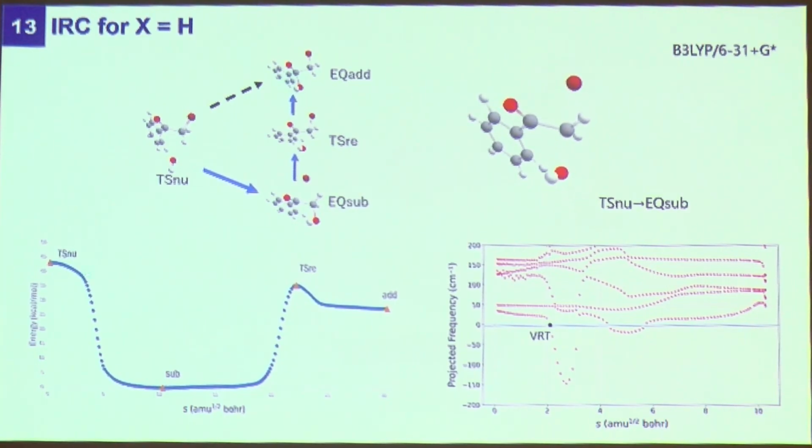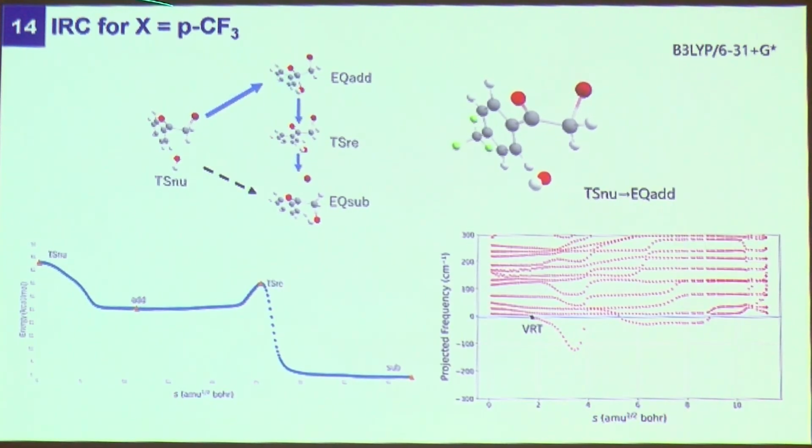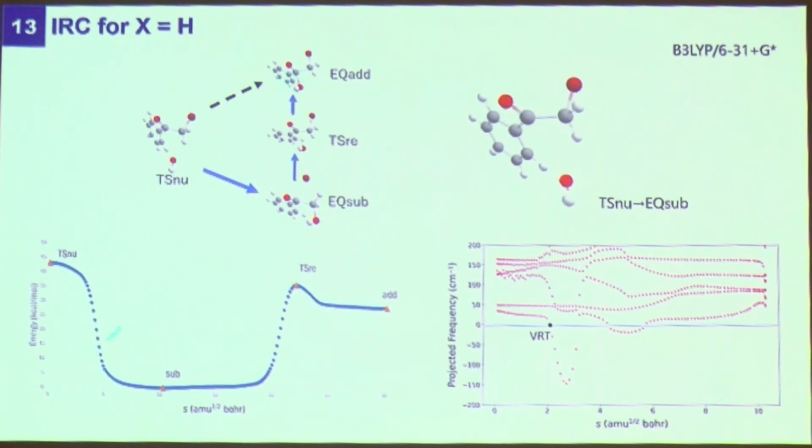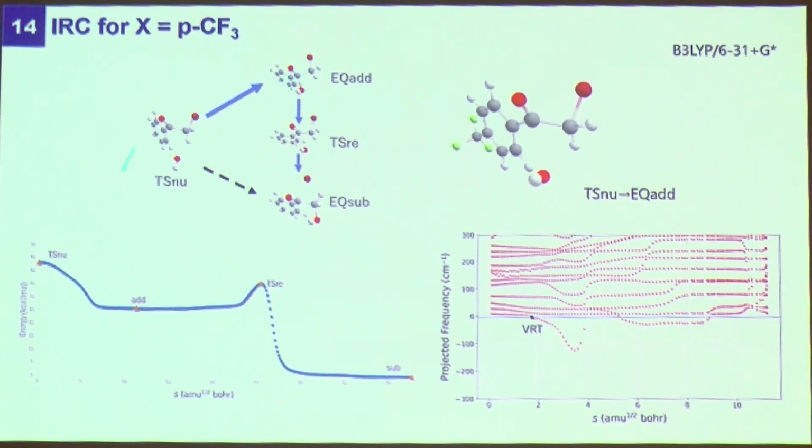So around this region, some Barré-Rich transition feature occurs. Another case, this is the para-CF3 case. IRC is connected to EQ add. So please compare. This is the case for X equal H, and for X equal para-CF3, it directly goes to here. Okay? Then IRC is connected to EQ sub like this.